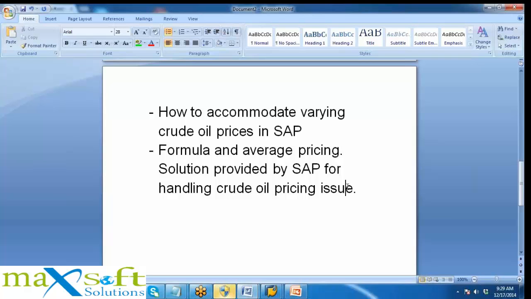The problem is not just the varying nature. The problem is we have to do it in advance. You are in the month of December. Somebody needs crude oil in the month of February, and they are giving the order today. What price will you put? You got the point? That is the question. Anyway, when discussing formula and average pricing, we will discuss the answer to that question. But this is to give you the idea of what the issue is.